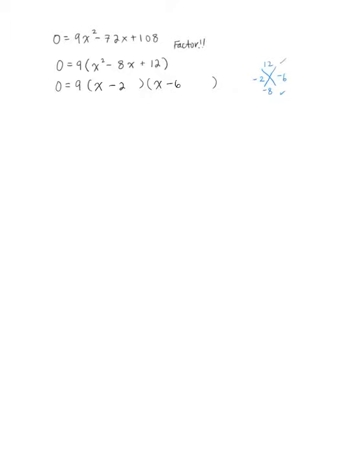I don't know why I put the parentheses way down there, so let me erase this and get the parentheses a little bit closer. All right, so what does that mean? This implies that you can divide both sides by 9 if you want to, but regardless, either x minus 2 has to go to 0 or x minus 6 has to go to 0. So that implies that either x is 2 or x is 6. That's our proposed solution. Now, guess what? We check.